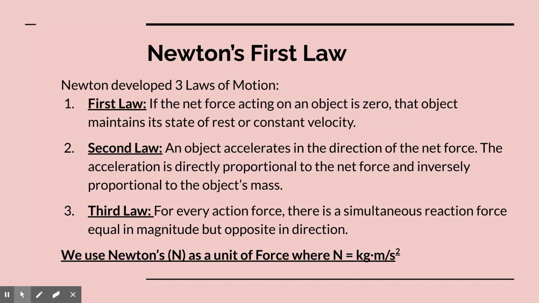The first law: if the net force acting on an object is zero, then an object maintains its state of rest or constant velocity. We're going to break that down. Then the second law: an object accelerates in the direction of the net force. The acceleration is directly proportional to the net force and inversely proportional to the object's mass. We'll get into that later on. That is, force is equal to mass times acceleration. That's pretty much what the second law describes.